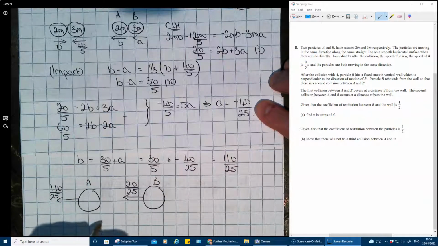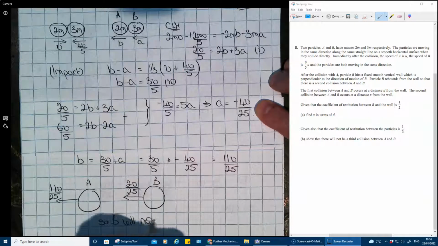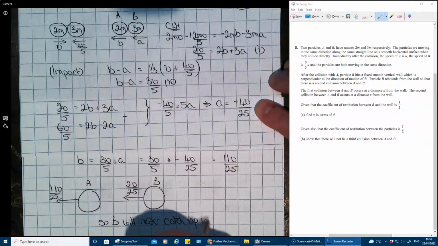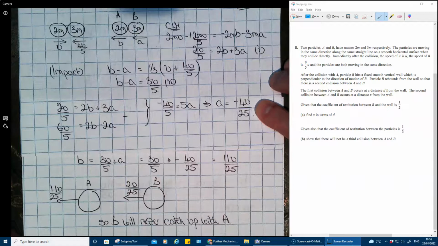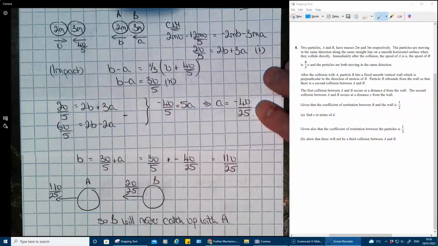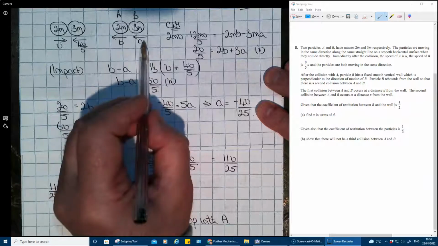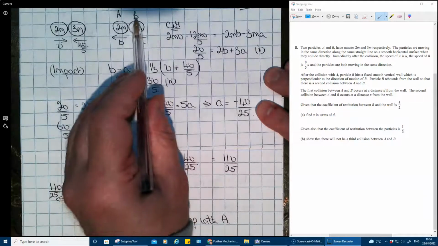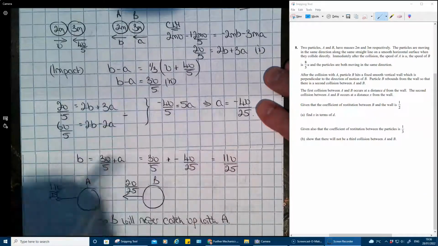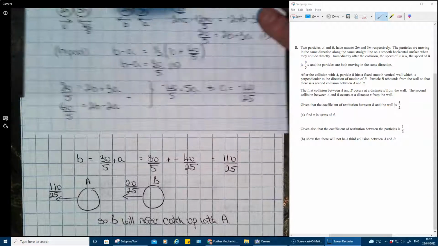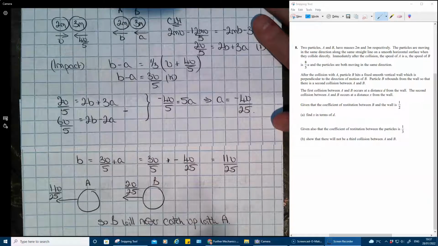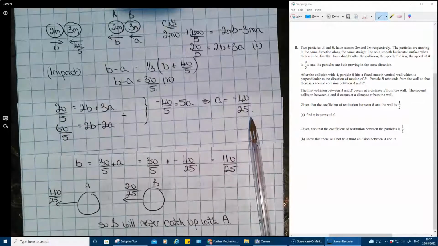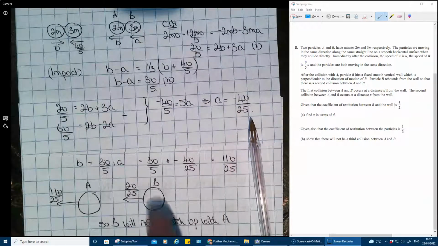Okay, so B will never catch up with A. So no third collision. Okay, so hopefully you understand this lettering was poor. It's obviously B should be little b, A should be little a, but perhaps that's a little lesson to myself, a bit more careful in my labelling. But the point is, you're trying to find the velocities of the two and show that velocity B is slower than velocity of A, therefore it's never going to catch up.